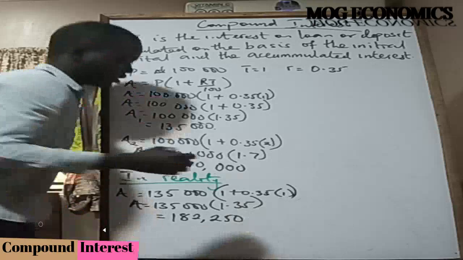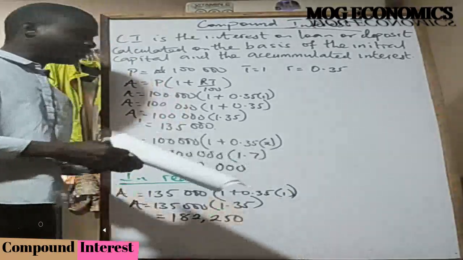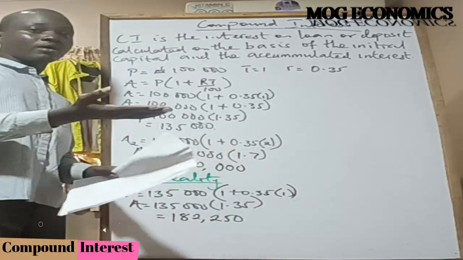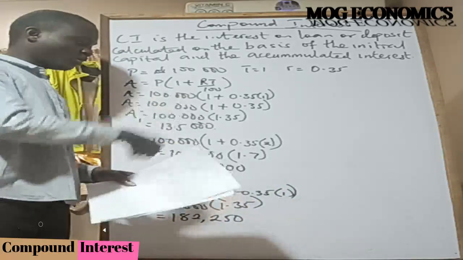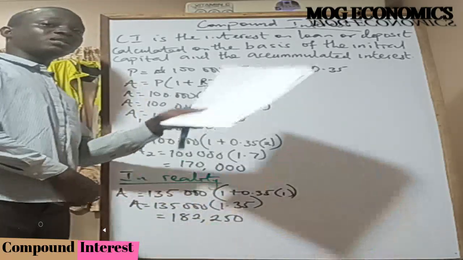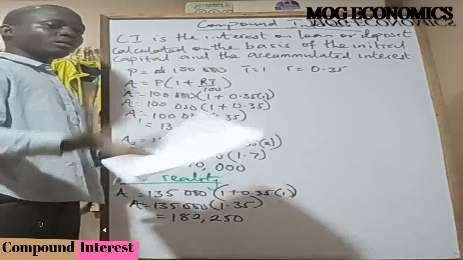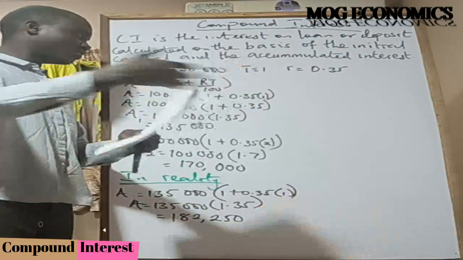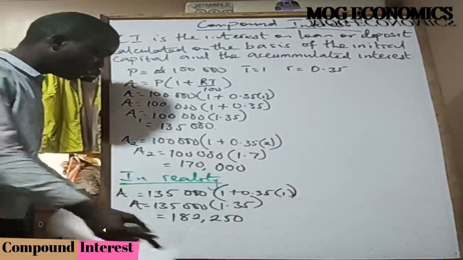182,250. Okay, but for compound interest, instead of cashing out the money, the money is reinvested on my behalf in the second year. So the old principal plus the new interest becomes the new principal for the second year. Then the interest is charged on it for that year. Then that process continues until the whole thing is done.